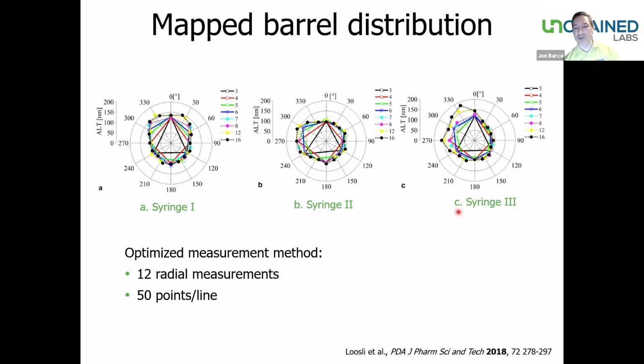And I see a similar process at syringe 3, which is, in this particular case, if I stopped at 7 or 8, I still would have missed this non-uniform distribution that I'm capturing pretty effectively when I go to 12 measurements across. They also looked at the number of points along the barrel, and they determined that they went to 100 points per line, and they determined 50 was sufficient for the purpose of their study. So 12 measurements around, 50 down the length of the barrel.